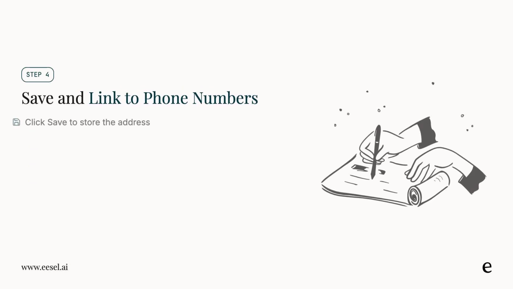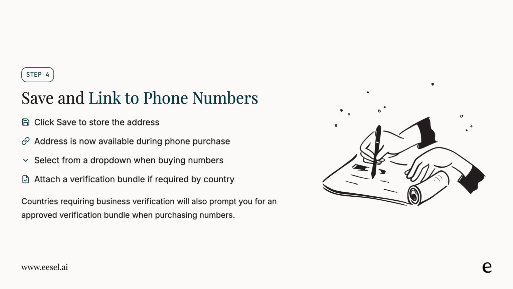Click Save, and the address is immediately available to associate with any phone number purchase. When you buy a new number that requires an address, a drop-down lets you pick from your saved list. If the country requires business verification, you'll also need to attach an approved verification bundle.